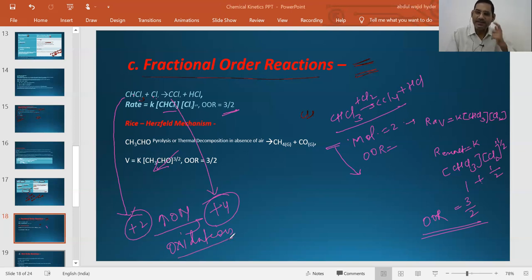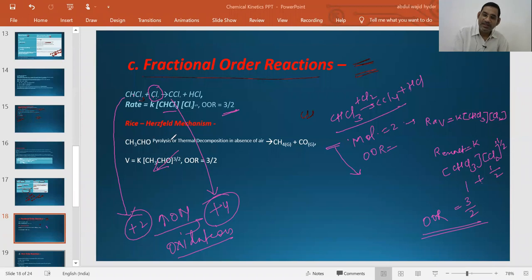Just please remember this. Increase in oxidation number is called oxidation. Here there is an increase in oxidation number of carbon. That's why there is oxidation. Or addition of an electronegative element or addition of a non-metal will always be an oxidation reaction. So here this chloroform is getting oxidized into CCl4.